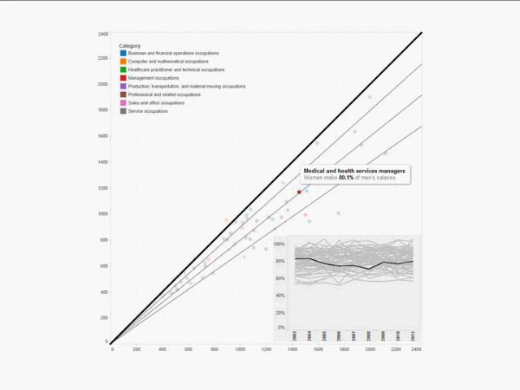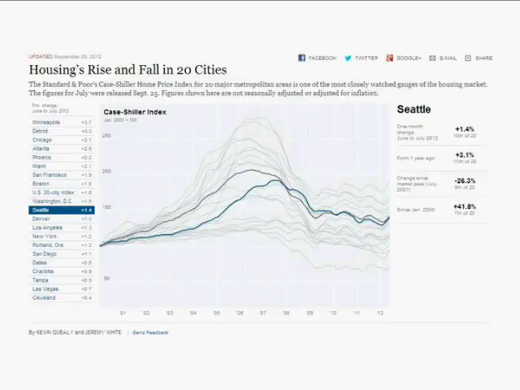I have a different example here that's using the Case-Shiller home price index over time. This is measuring how housing prices have changed over about 13 years in this case in 20 cities across the U.S. And there's also an overall index that basically summarizes them all together into one index. But this was done by the New York Times, and it's a very nice exploratory little example. It lets you look at your city, or you can look at the lines and kind of see which one's the highest, which one's the lowest.